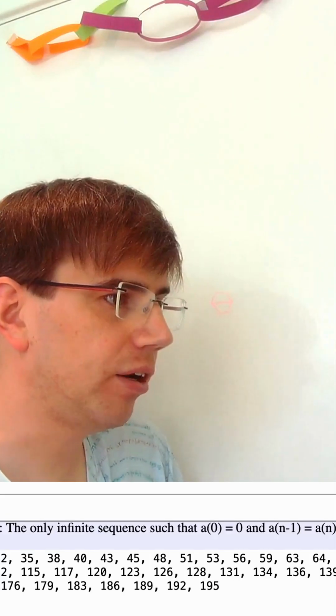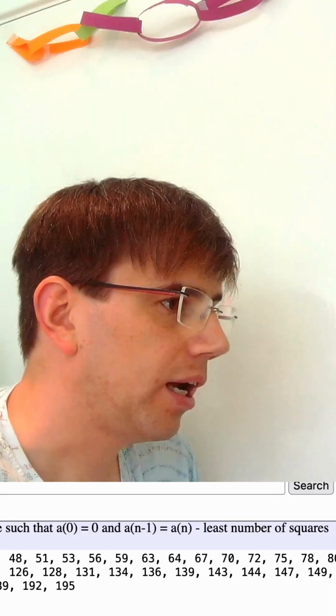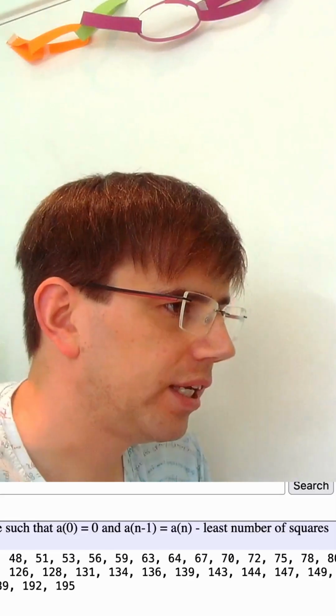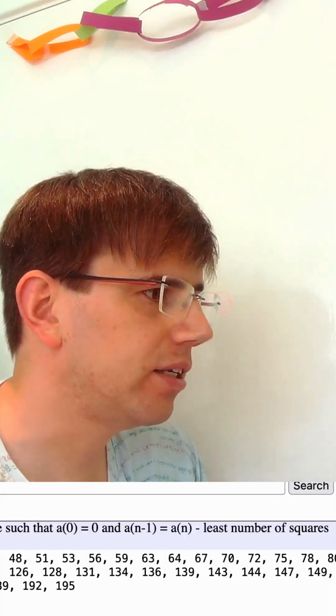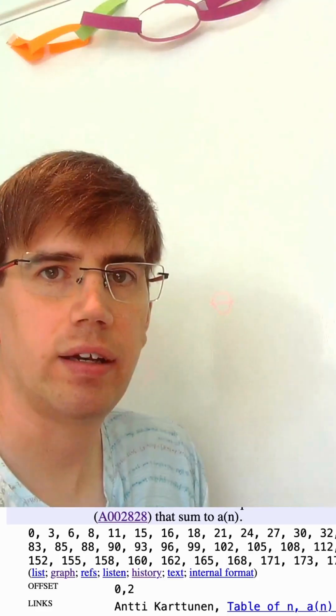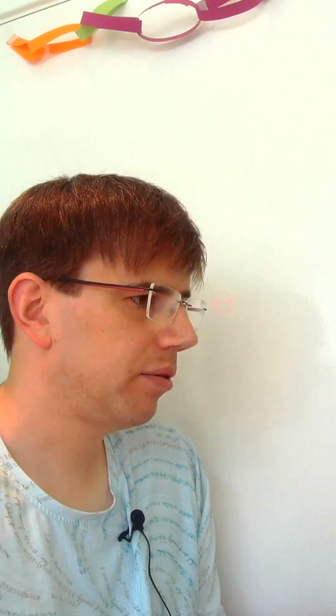It says it's the only infinite sequence. We haven't learned anything new yet. It said infinite to begin with, such that a0 is 0 and a of n minus 1 is a of n, the next term, minus the least number of squares that sum to a of n. So it said least squares beanstalk. We've got least number of squares again. And then there's no other explanation about what that means, how you work it out.